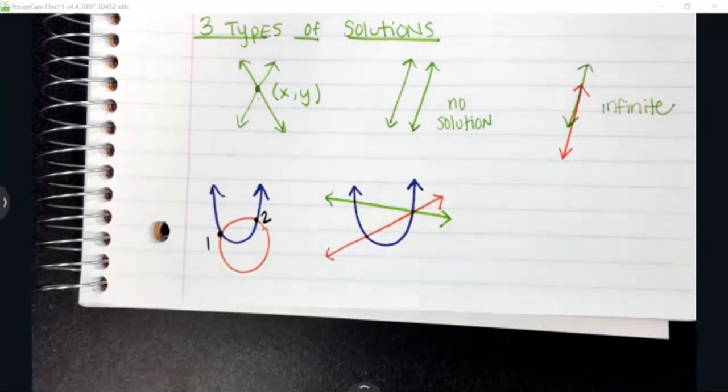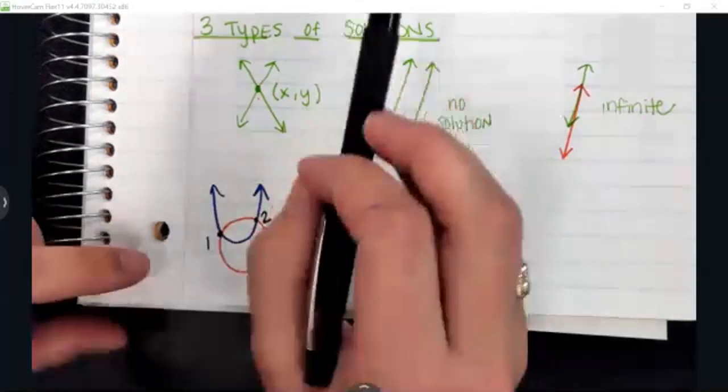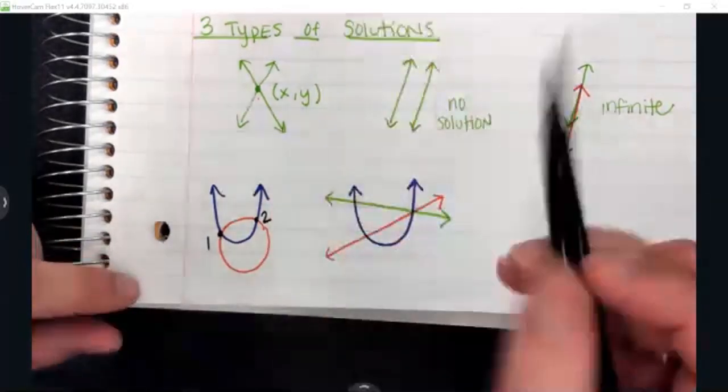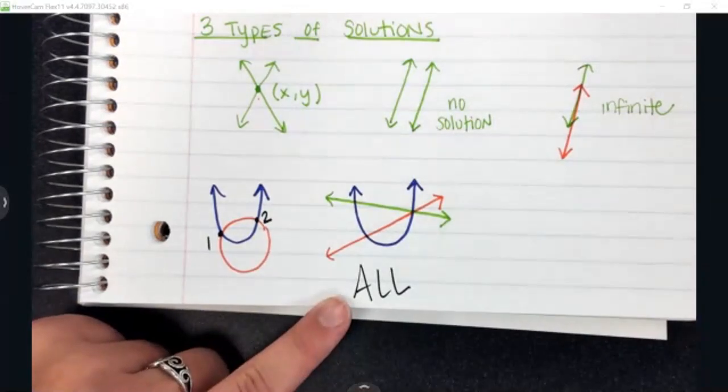Leland, how did you get your answer? Only one time do all the lines touch. Because all the lines have to touch. Every single one of them has to touch. So that's what our definition said. All lines. So I'd write that big. All lines have to touch.